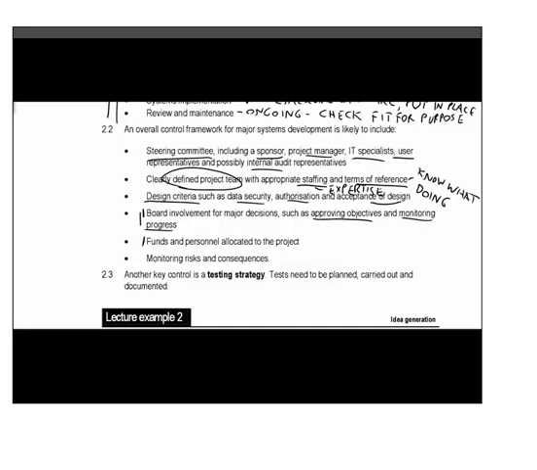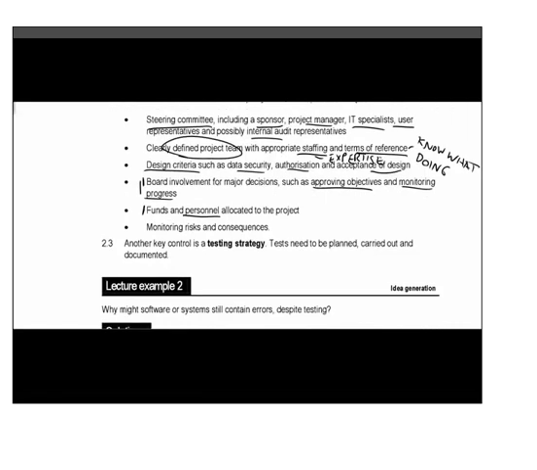You would also expect to see involvement of the board of directors for the high-level decisions. So the board itself really needs to be involved in approving the objectives of the project and making sure that things are on track throughout, making sure that the spend is on track, making sure that the timelines are not slipping. The board themselves need to get involved here.